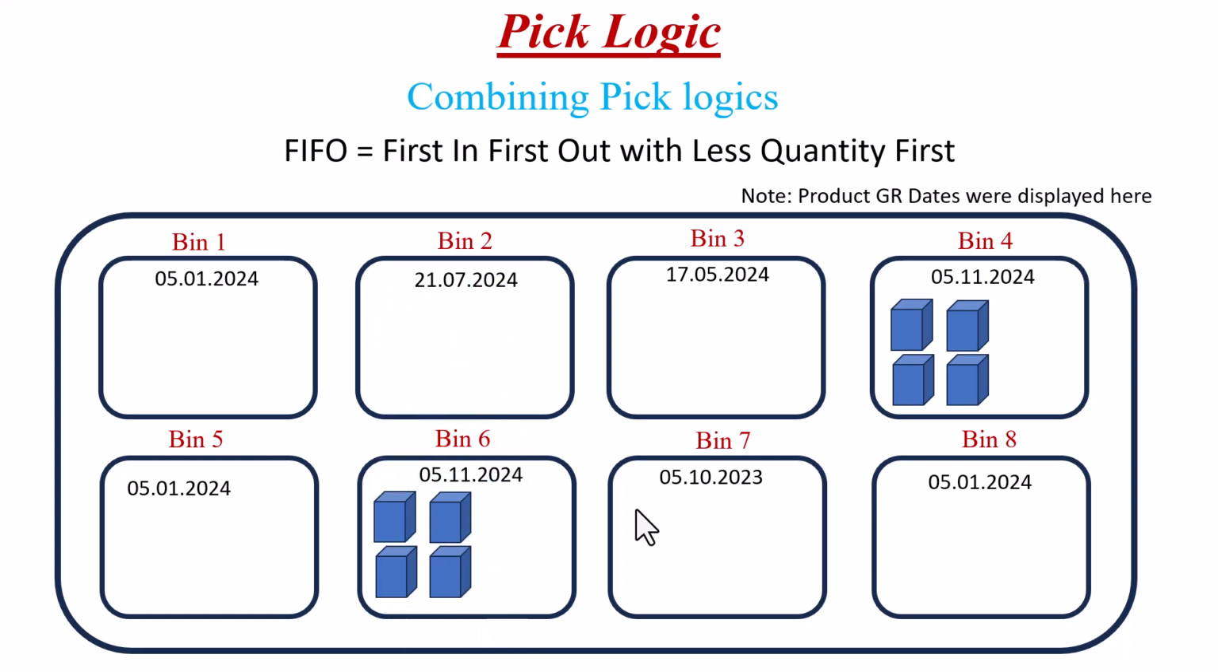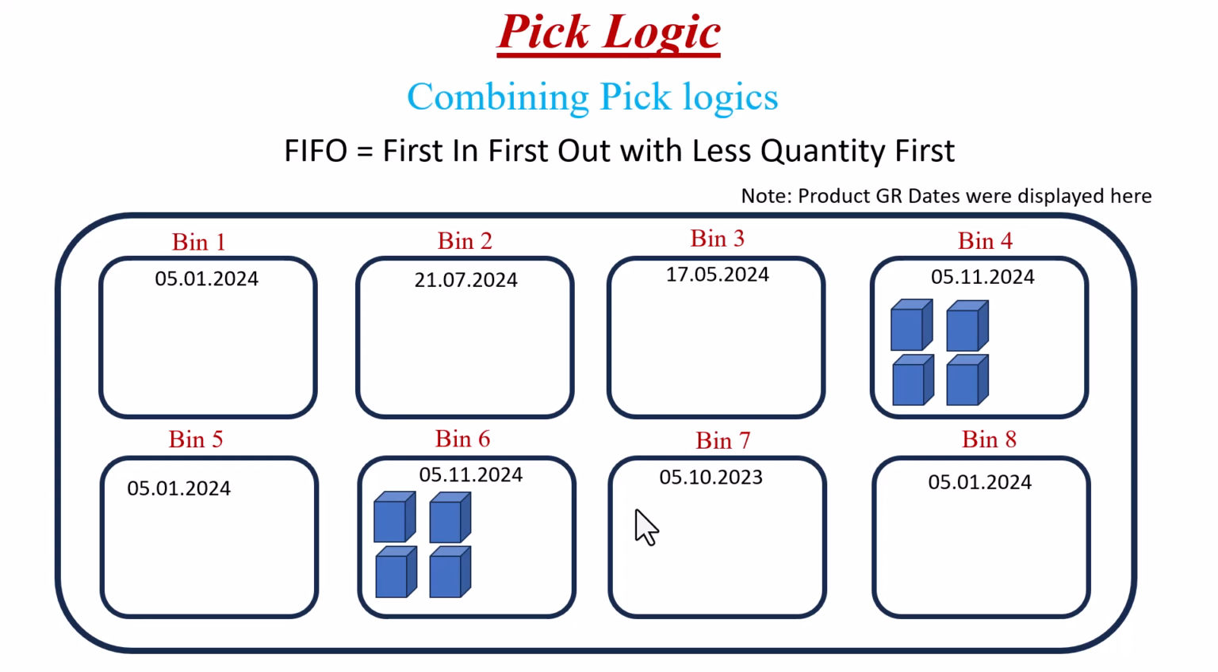Here is one more thing. Both we have received on the same date and same time, and in both bins the same products were there, the same quantity is there. So in this case, which one has to be picked? Which bin will the system pick to issue the goods?